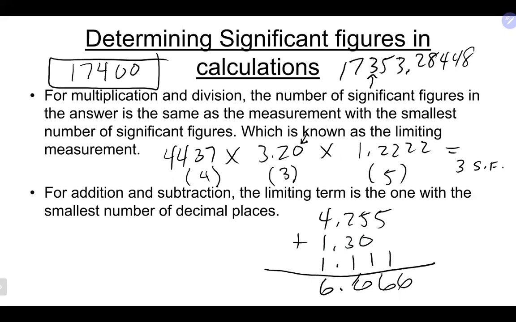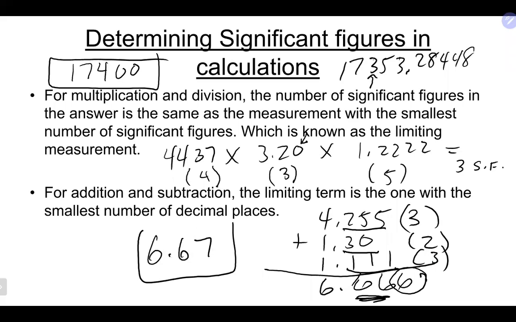So in this case, we're going to look at decimal places. This one has 3 decimal places, this one has 2 decimal places, and this one has 3 decimal places. So we would take this to 2 decimal places. We then need to round up, and we should end up with 6.67, which has 2 decimal places. How many significant figures does it have? It has 3 significant figures, which would be important if you continued on and did some other calculation with it.